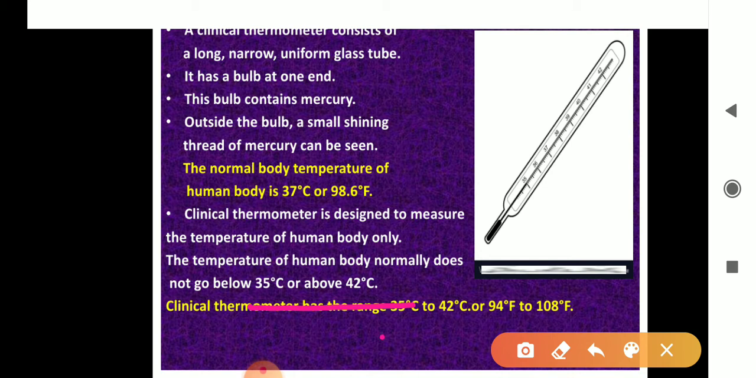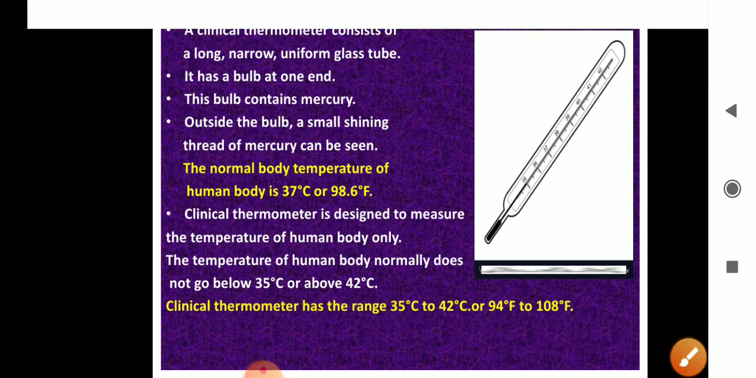It is 35 degree to 42 degree Celsius. The temperature of the human body normally does not go below 35 degree and does not go above the 42 degree centigrade. Then the range will be 35 to 42 degree centigrade, or if we measure it in Fahrenheit, then it is 94 degree Fahrenheit to 108 degree Fahrenheit.